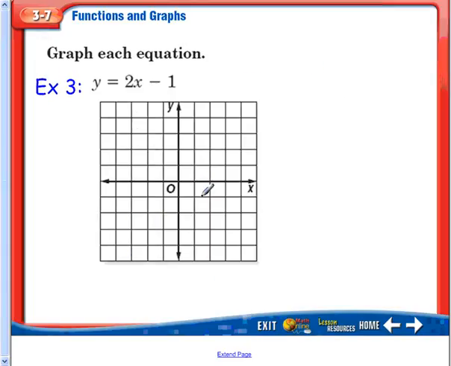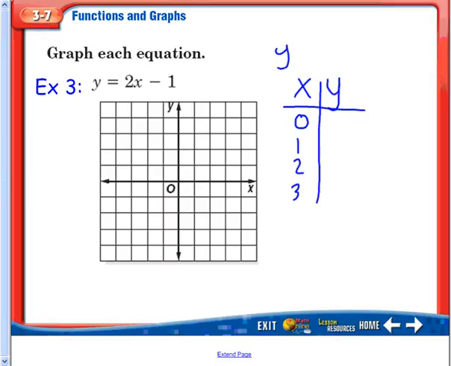Example number 3, y equals 2x minus 1. In this example, I don't have a table over here, but you are going to need to create a table for yourself in each one of these problems. So we need to create an xy table. And we need to choose what points we would like to use. Again, I want to choose points that are going to fit on my graph. And so for this case, again, 0, 1, 2, and 3 will work nicely.